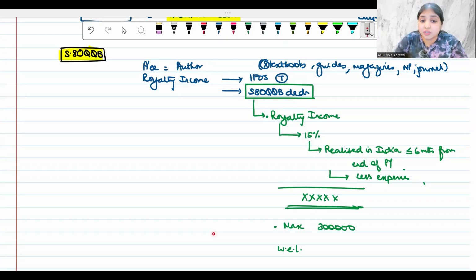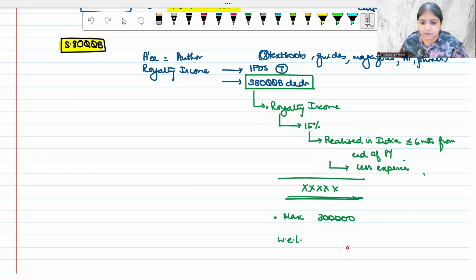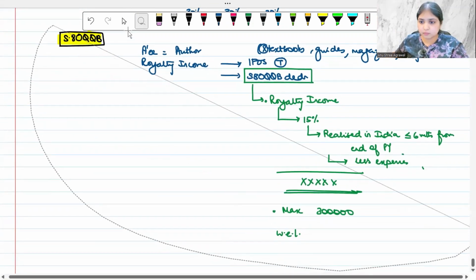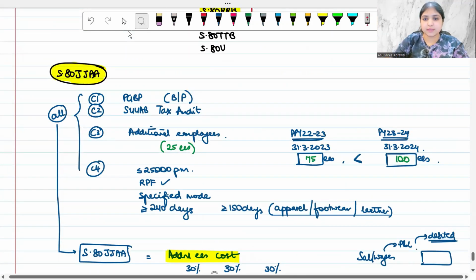Now, if you've understood 80QQB, 80RRB will be more or less the same, just one small difference. I'll discuss 80RRB with you. I'll copy this first. One second.